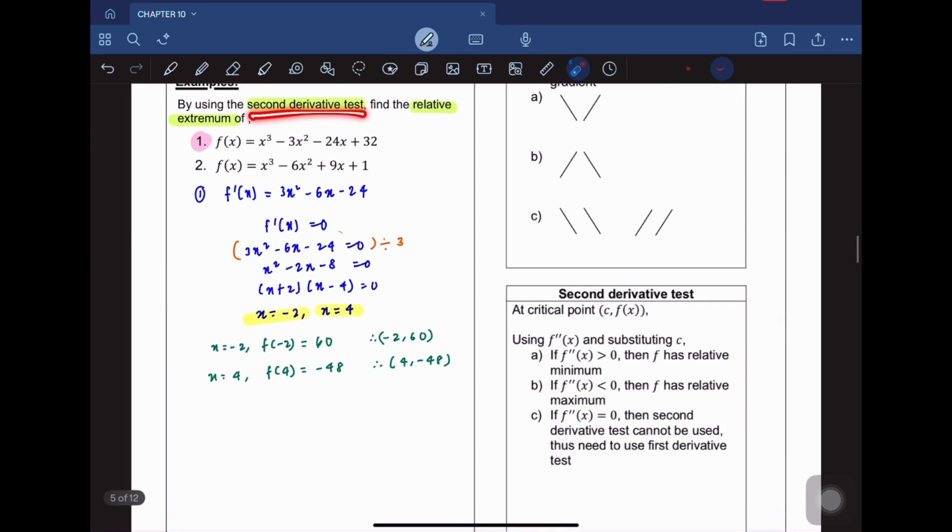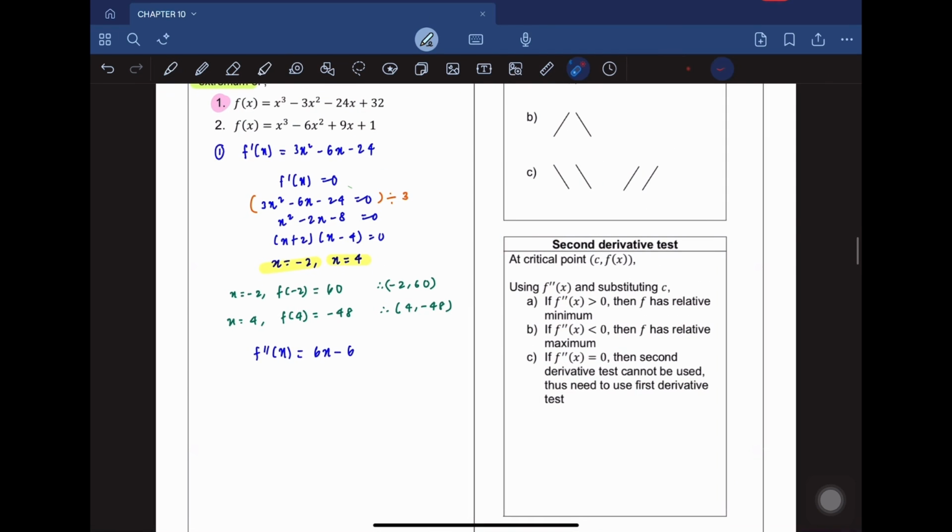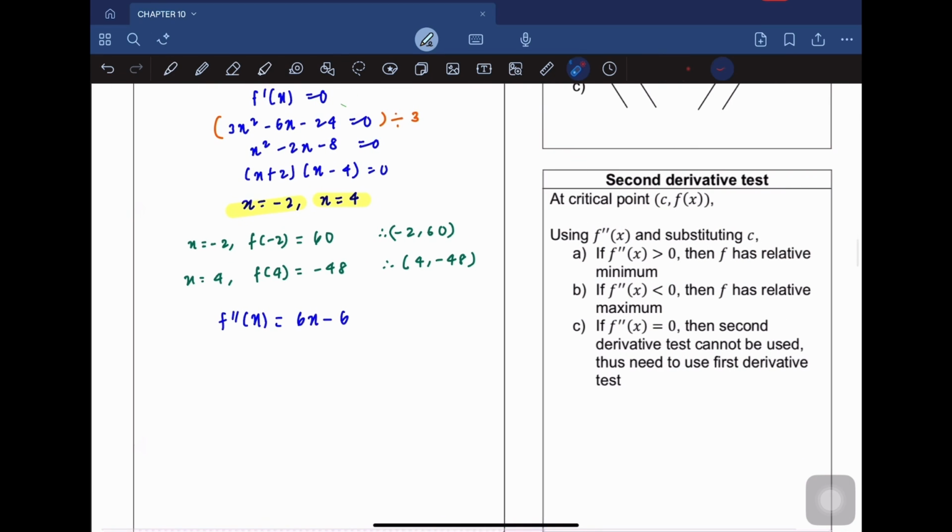Now we are going to check which one is maximum, which one is minimum using the second derivative test. Nama pun second derivative test kan, so you just need to differentiate again first. We are going to differentiate this one. You will get 6x minus 6. Then you are going to substitute the critical numbers that you get. First when x equal to -2, f double prime of -2 is 6(-2) minus 6. So we get -18.